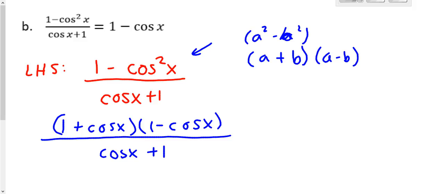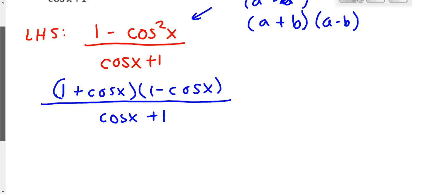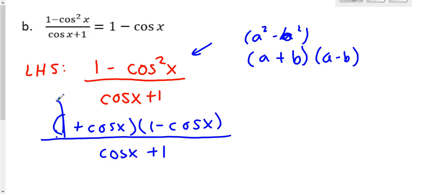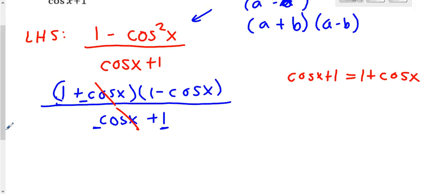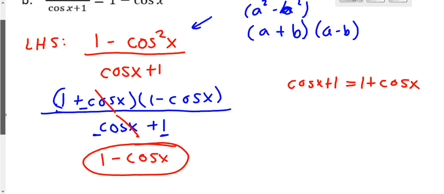Now I need to make sure that I have 1 plus cosine on the top and cosine plus 1 on the bottom. Now the 1 is positive, and the 1 is positive down here. Cosine is positive, cosine positive down here. So I can, in fact, cancel those because the signs are exactly the same. So cosine plus 1 is the same thing as 1 plus cosine. Those are reversible, so those can cancel. And look at that. All I have left over is 1 minus cosine of x, and that's what I wanted in the first place.